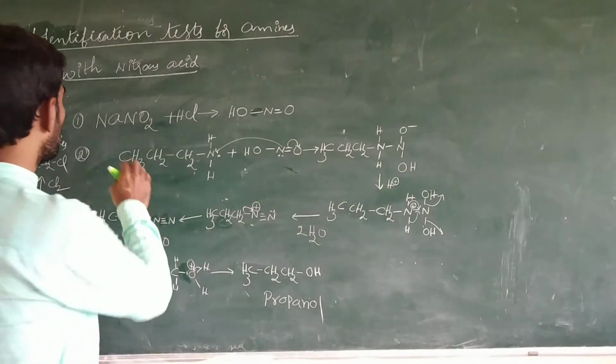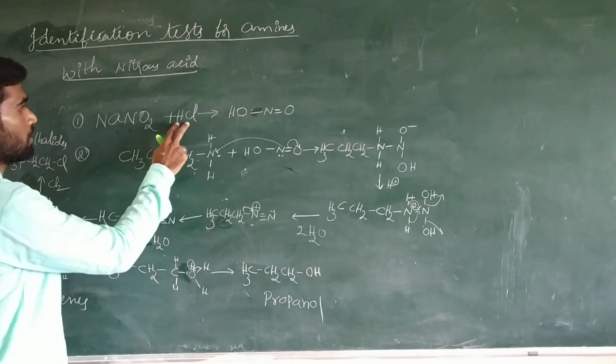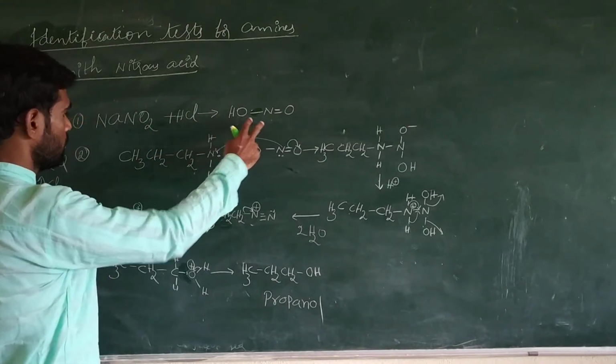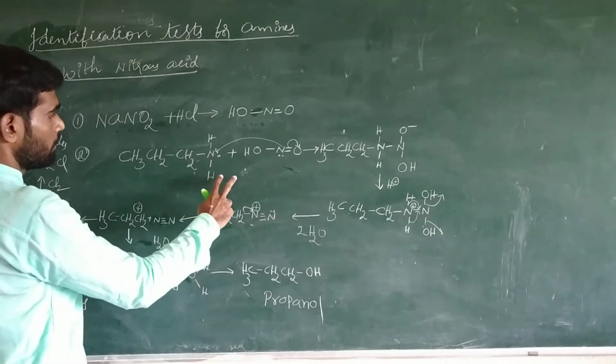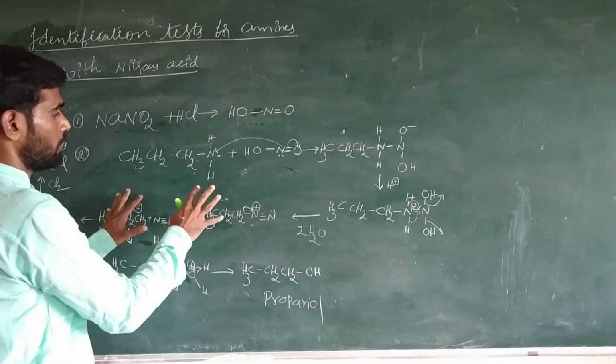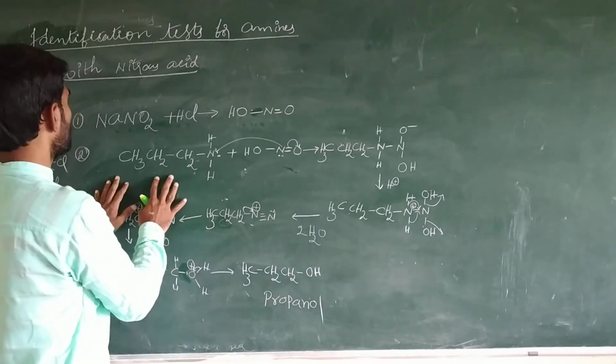Now coming to the mechanism with nitrous acid, the first step is NaNO2 reacting with HCl, and formation of nitrous acid takes place. Now the nitrous acid is reacting with the different amines, primary amine, secondary amine, and tertiary amine. This is the mechanism.